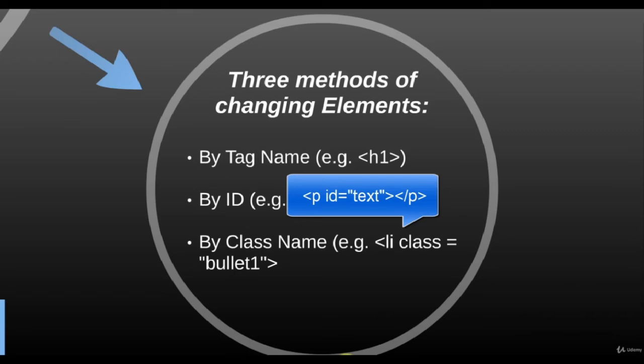First, we can use the tag name. Say, for example, we wanted to change all the text contained within h1 tags to red. In this case, we would specify the h1 tags in our JavaScript.